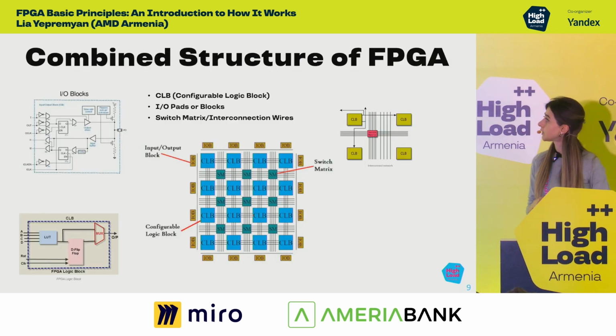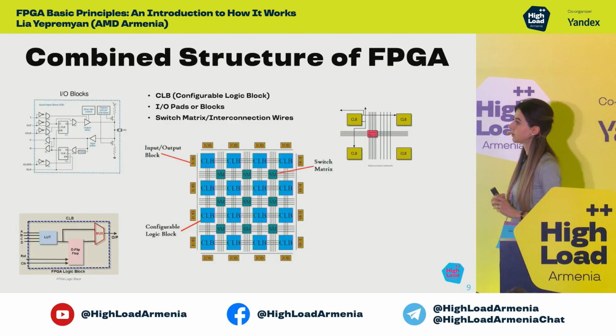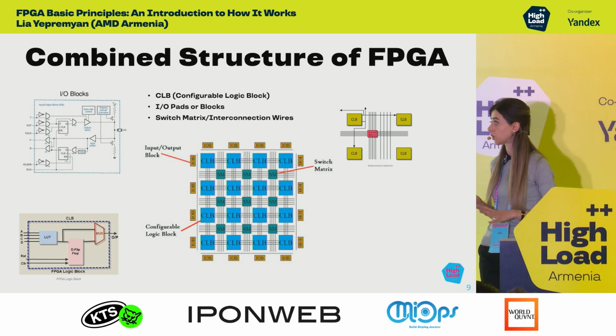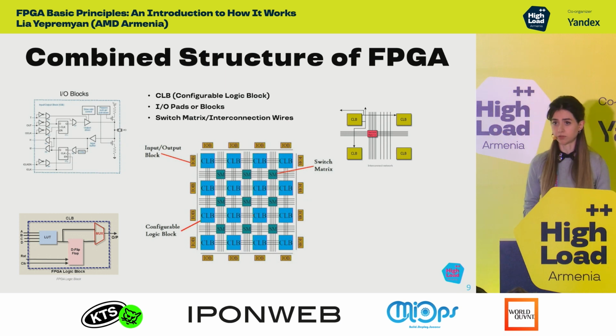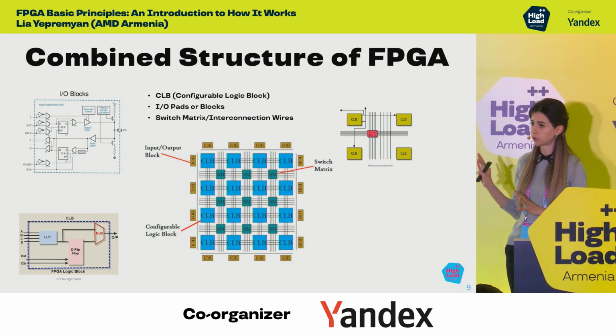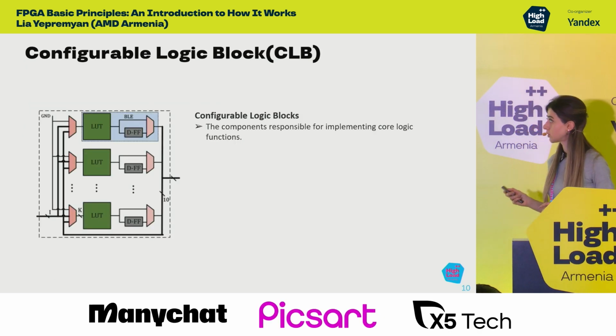Here is a simple picture of an FPGA. It consists of three major blocks: configurable logic blocks, input-output configurable blocks, and switching matrices or interconnect wires. Here each block is highlighted. Let's discuss each block separately.